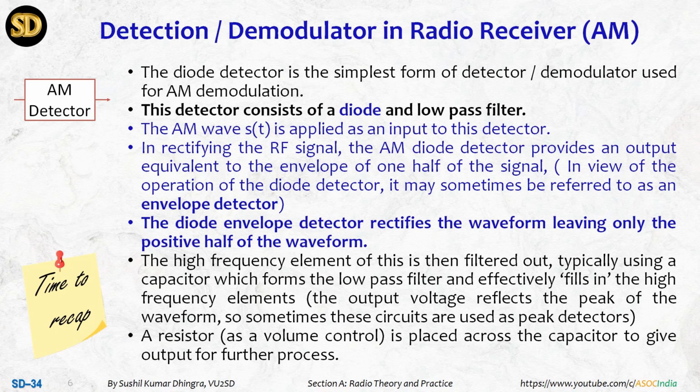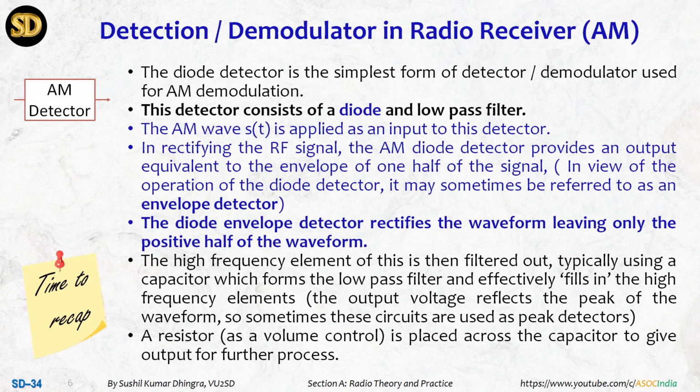Go to the previous session, but here I want to clarify once again that the AM wave is applied as an input to the detector, and in rectifying the RF signal, the diode, generally I remember OA79, provides an output equivalent to the envelope of one half of the signal. In view of this operation, the diode detector may sometimes be referred to as an envelope detector. Why am I saying this? Because in an examination, the examiner may ask what an envelope detector is, or whether an envelope detector detects AM. Then the answer you must know is that the envelope detector is the AM detector.